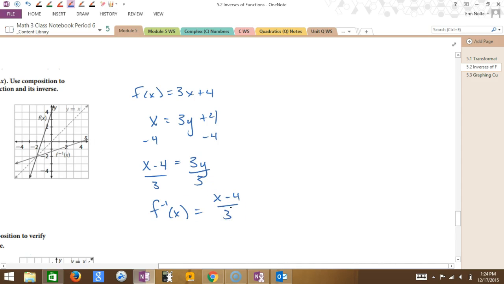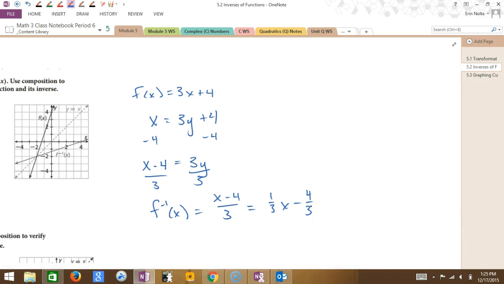Now I want you guys to understand that I would accept this as an answer. But if they asked you to graph it, I'm going to guess that like 90% of the people in here couldn't do it that way. Does everybody realize that this is the same as if I divide both of the top numbers by 3? So it's like 1/3 x minus 4/3. And now I have y equals mx plus b form, and I can start by graphing that.